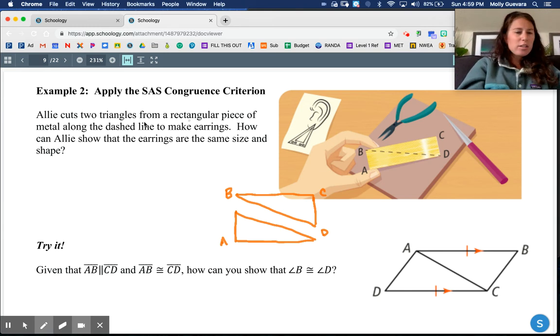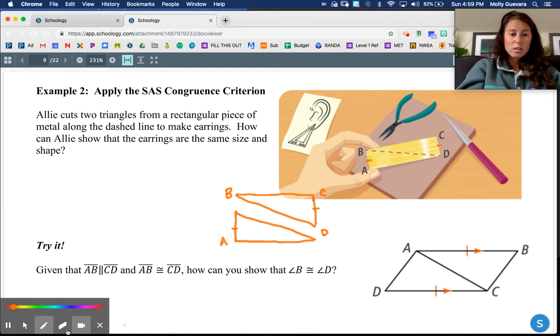Now, we have to also think about if it's a rectangle, then I know that this side and this side are the same, right? So I'm going to put in those tick marks. I know that those two sides are the same because it's a rectangle. Because it's a rectangle, I also know that BC and AD are the same. So I can put that in. So that's good. Also in a rectangle, I know that angles are 90 degrees. So I know that this is 90 degrees. So just drawing in things I know.